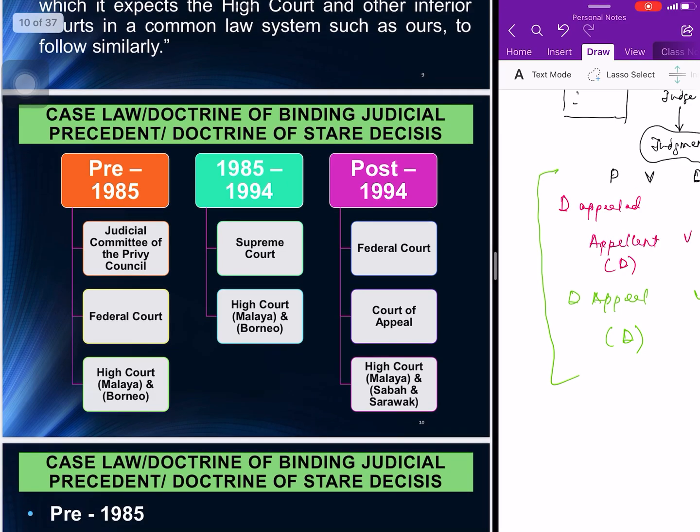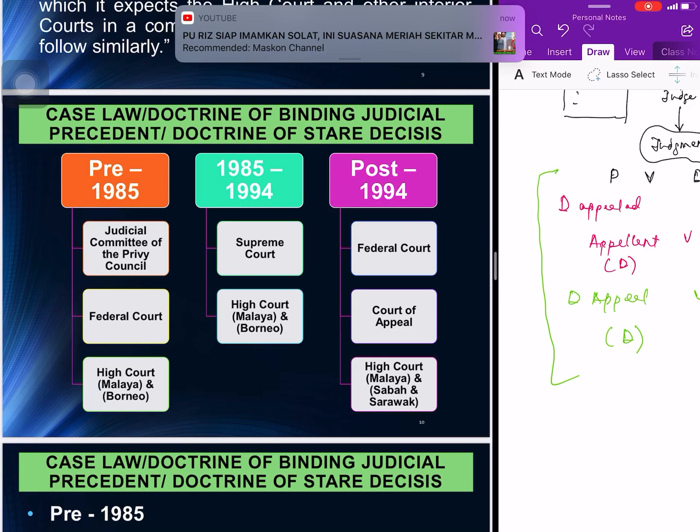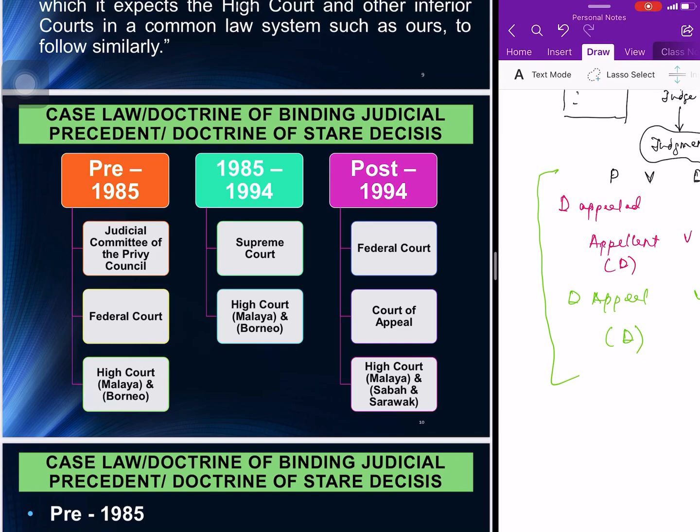Now, you need to understand this first: the court structure. If you look at the figure, you can see that pre-1985, the highest is the Judicial Committee of Privy Council. At that particular time, this is the highest deciding court, and they actually formally acted as the court of appeal for the British Empire and British territories overseas and other independent Commonwealth states. Below that they have the Federal Court of Malaysia and the High Court of Malaya and Borneo.